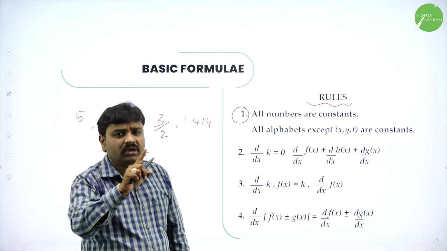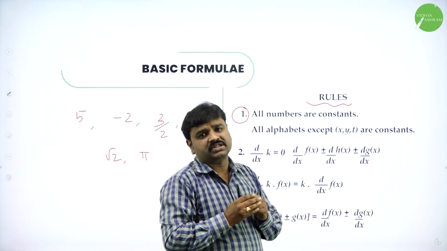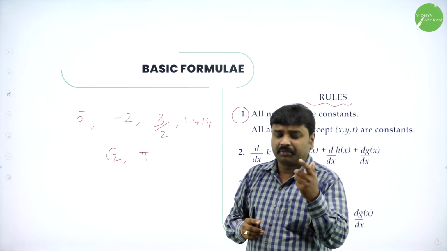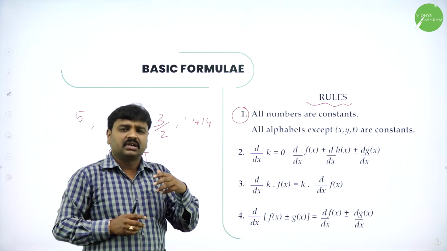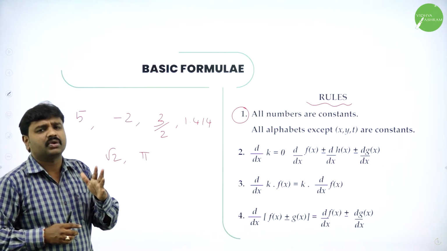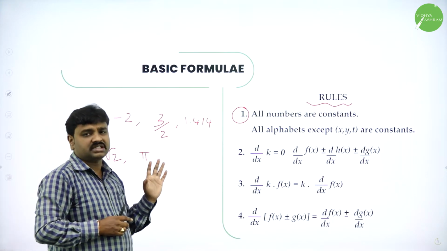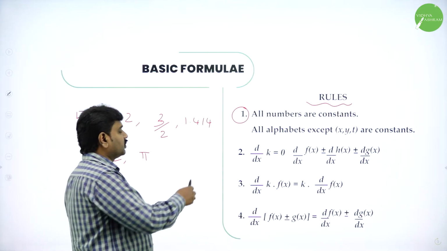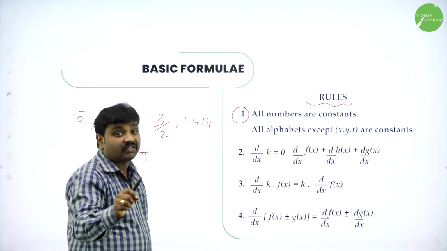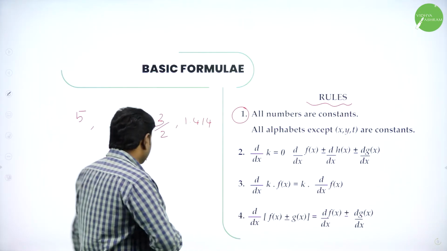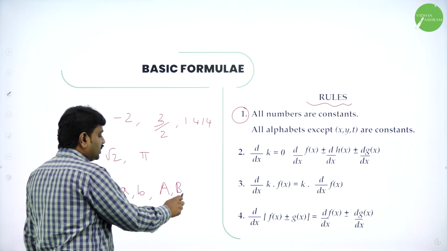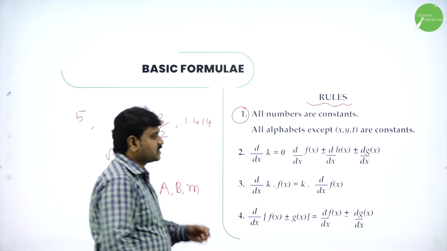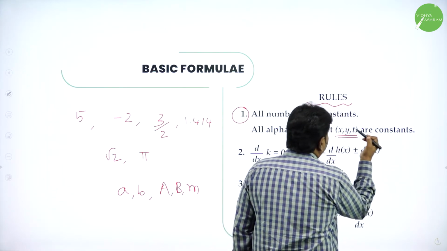What is the first rule? All numbers are constants. Any number you take, positive or negative, integer, real number, fraction, rational or irrational, is treated as a constant. I hope all of you are thorough with this. And all alphabets, A, B, C, capital A, capital B or M, are constants except these three in our syllabus.